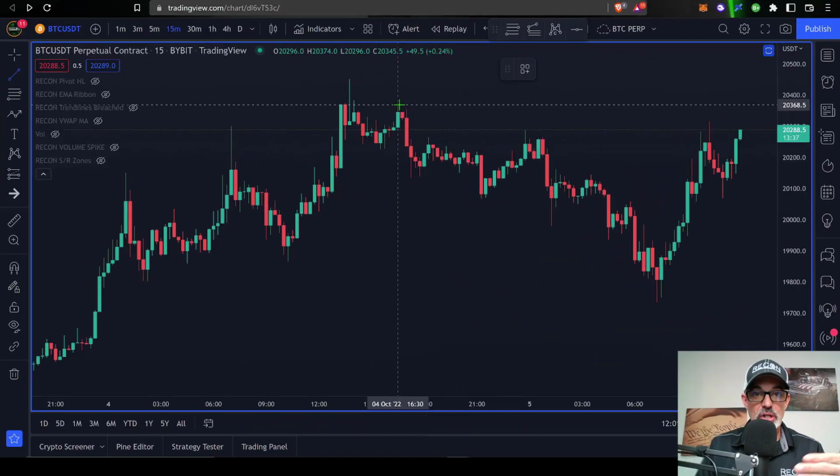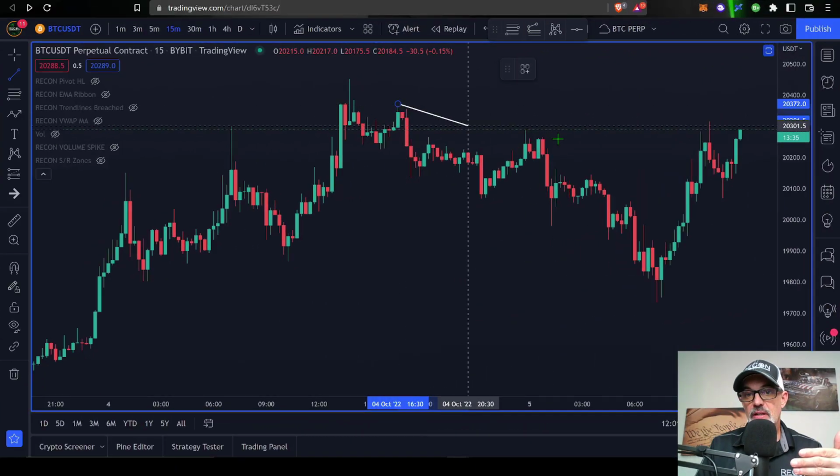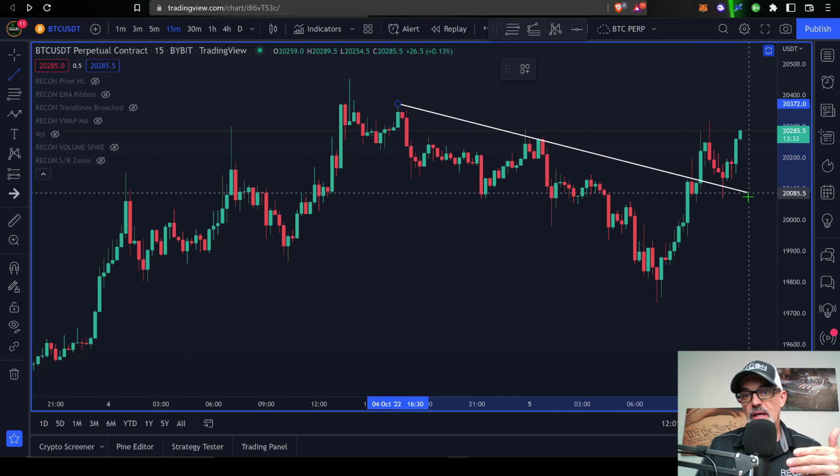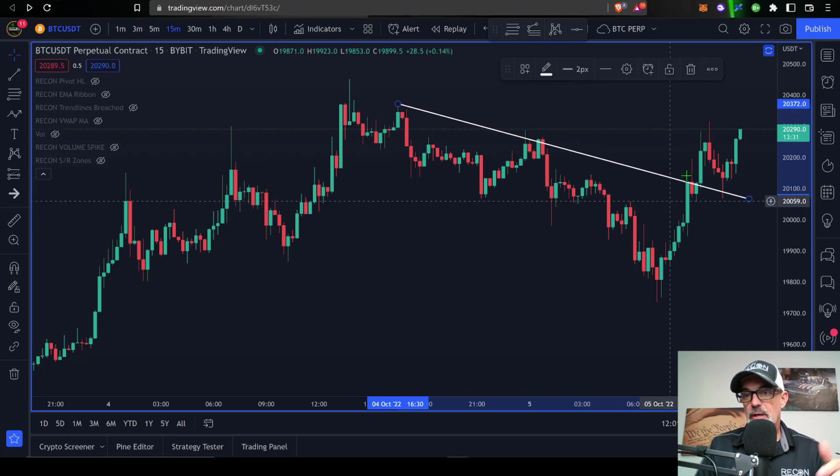Now, another way you could trade this price action is based on a trend line. And so if we drew a trend line out, like say here, and you see a break above, that could be an opportunity to get long, or again, a retest of that trend line and a move away could be an opportunity to get long.